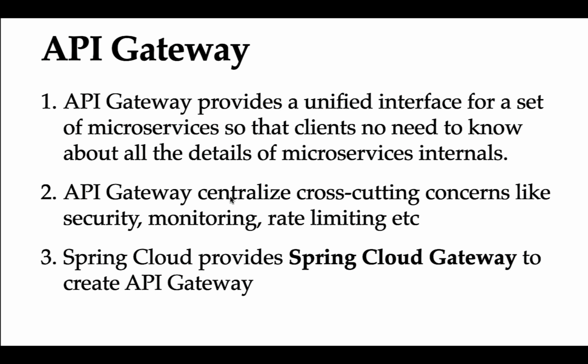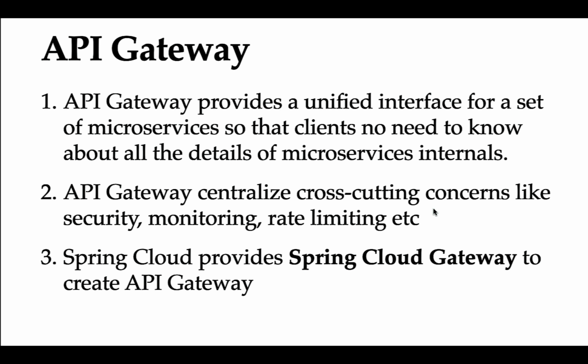Next, API gateway centralizes cross-cutting concerns like security, monitoring, rate limiting, etc. Well, we can implement centralized security in an API gateway. We don't have to implement security in each and every microservice. Whenever a client sends a request to API gateway for authentication, API gateway will take care of authenticating the request, and if there are any issues, API gateway will send a response back to the client. In this way we can implement a centralized cross-cutting concern like security.